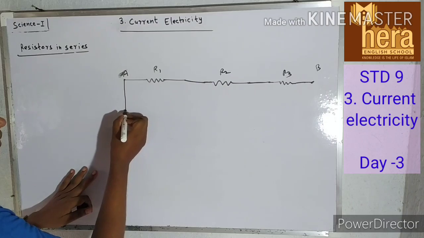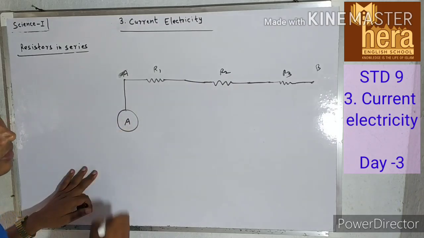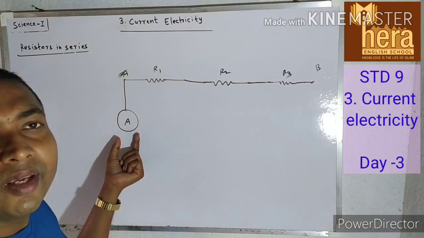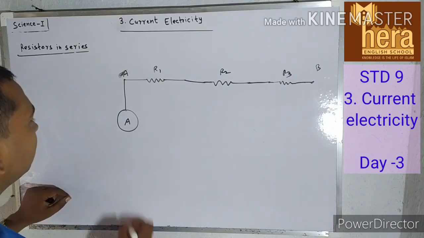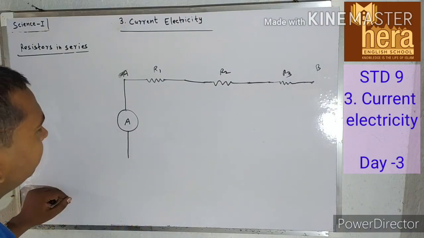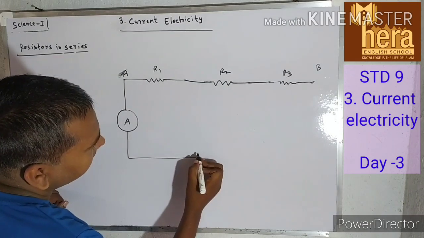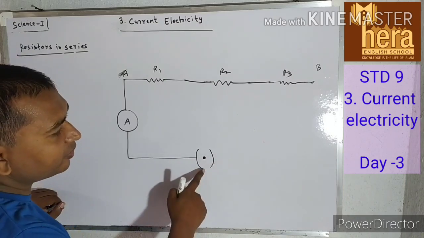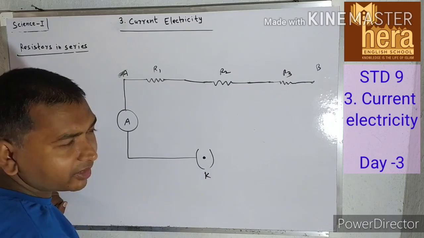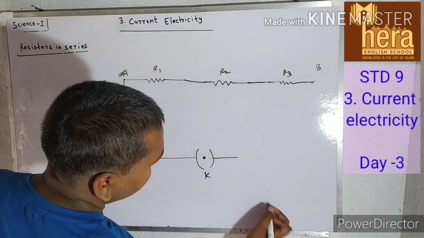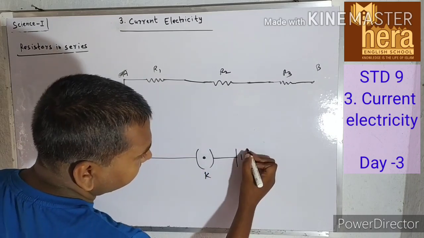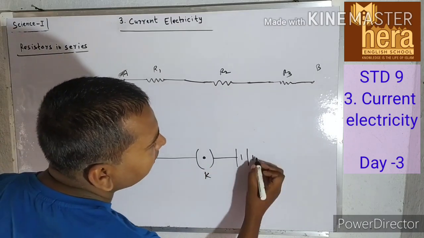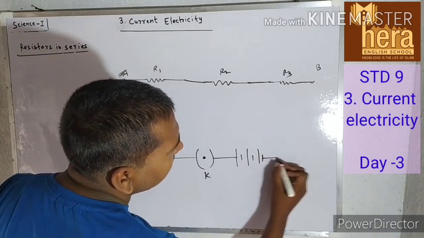Here an ammeter. What is an ammeter? An ammeter is a device which is used to measure electric current in the circuit. This is the ammeter. Say this is the switch. If I make a dot here, it means this switch is on. Say K is the switch or key. Cell. Now there are two cells. Now this is the battery. You can take 3 or 2, no problem at all.